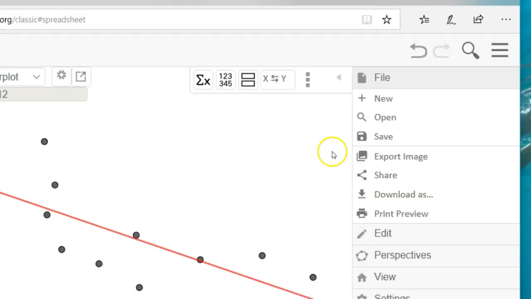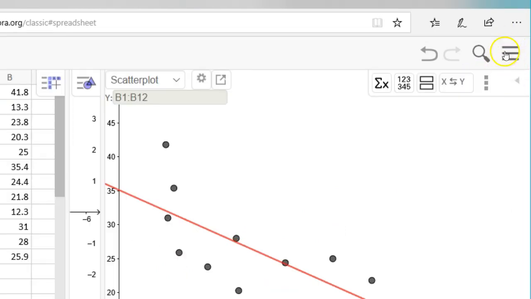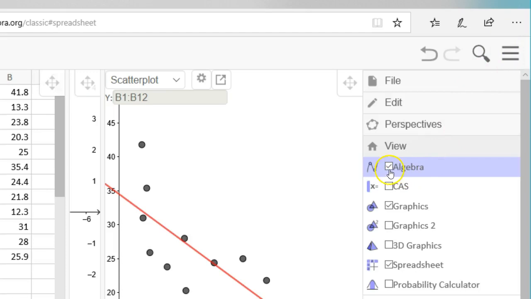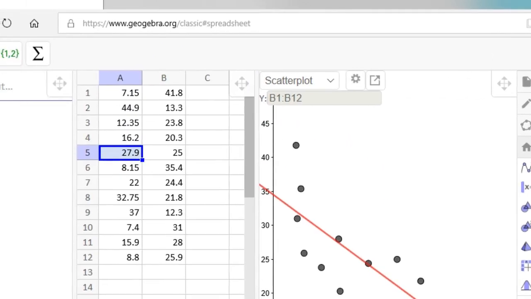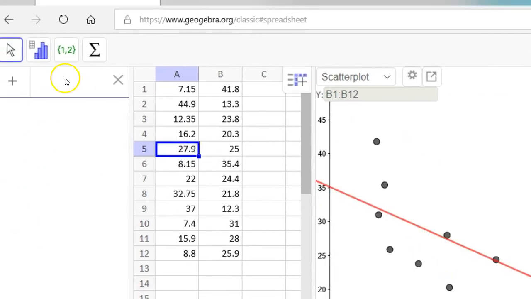Now, correlation coefficient's a little tougher to find, and so what you have to do is go into the algebra side of this thing. Give me a second to find that. When you hit these three bars here, you go down and you pull up algebra. You can get rid of the graphics one. That'll give you some more room. I'd leave the spreadsheet in place. And so when you get that, you'll notice over here you've got an input bar. And so we can input some stuff.